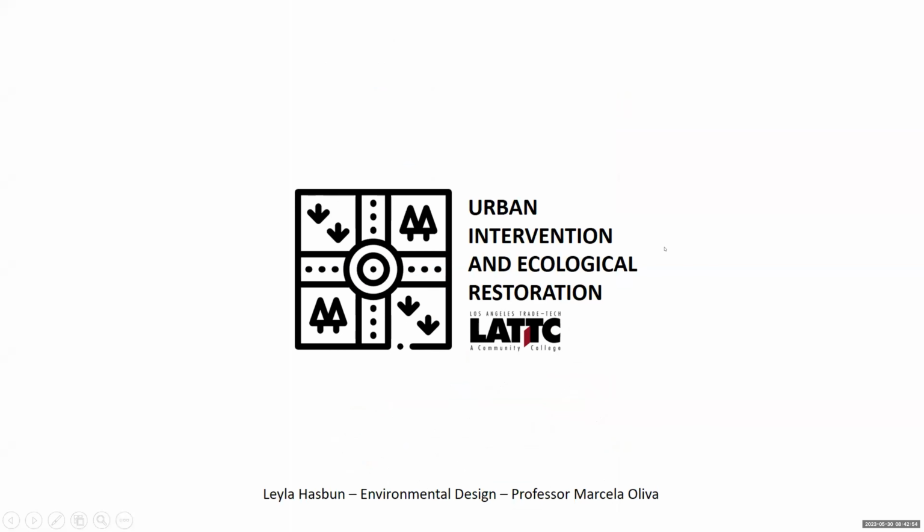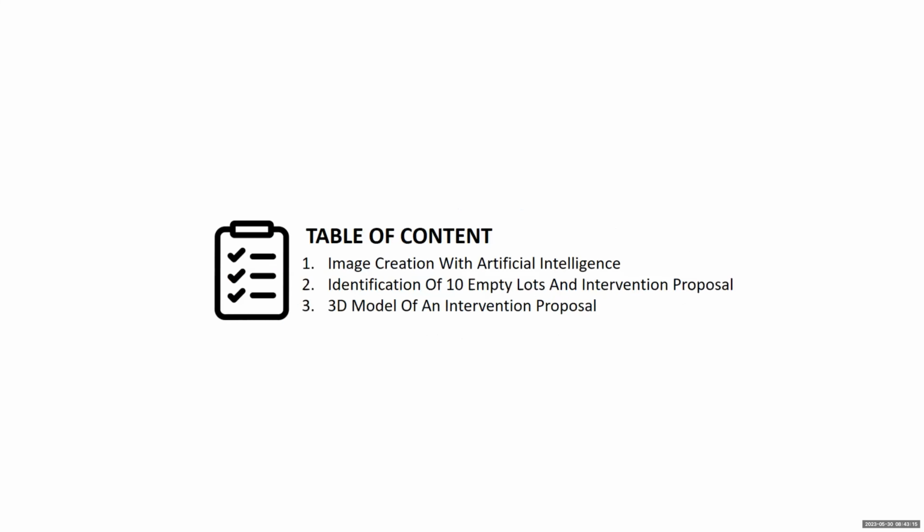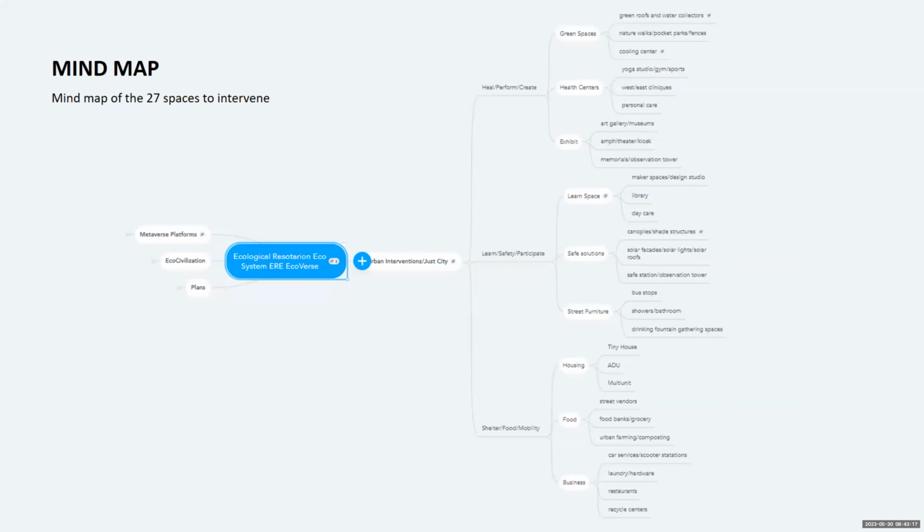The urban intervention and ecological restoration. We have the introduction: the following project consists of 27 urban interventions and an ecological restoration project encircling the new AIA headquarters. This is the mind map that we did in class with all the 27 spaces to intervene.